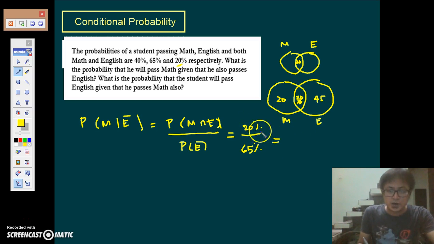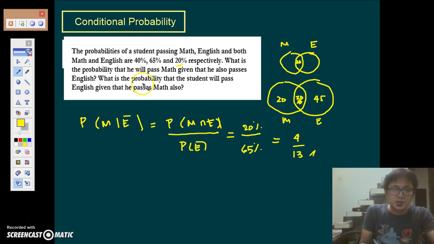Let's answer in fraction form. 20 divided by 5 will be 4, and 65 divided by 5 will be 13. So 4 over 13 in fraction. You can convert this into percent, but of course, I don't have a calculator with me.